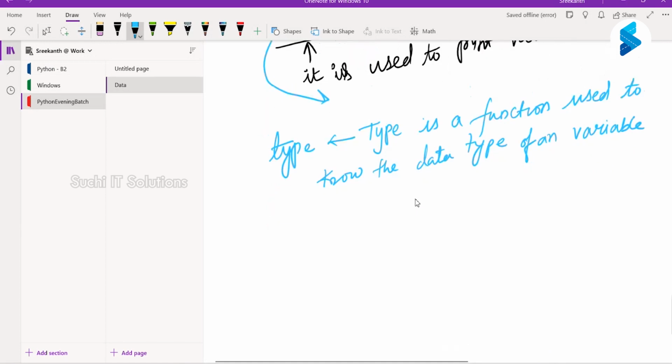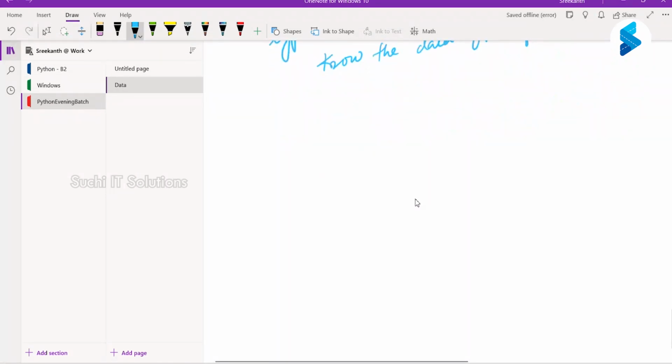Now, there are different operators when it comes to numbers. What are the different operators that we have? Arithmetic operators. So what are the arithmetic operators? You have plus, you have minus, you have star, which is multiplication, and you have slash, which is your division, and you have modular division.